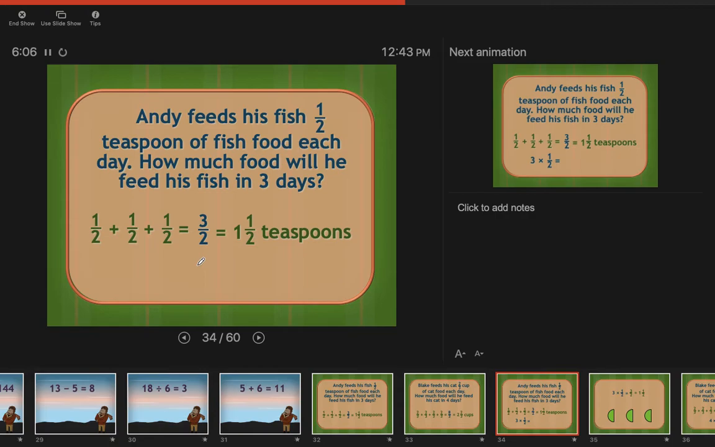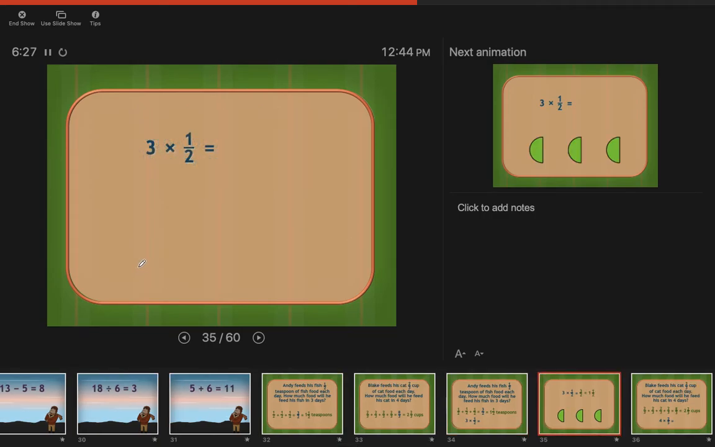3/2. Well, can't I rewrite, because 1/2, I'm just adding 1/2 3 times. So if I multiply 3 times 1/2, when we multiply fractions and a whole number, let's take a look here. 3 times 1/2. Well, that's saying that I have 3 different halves, correct? I have 3 different halves.